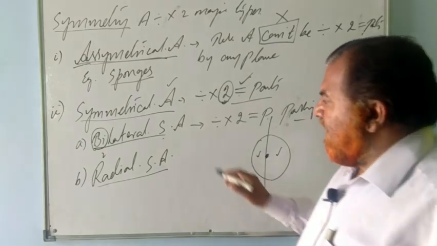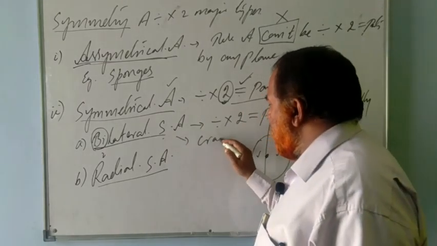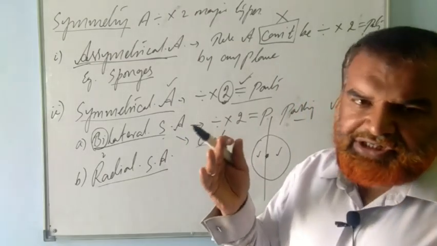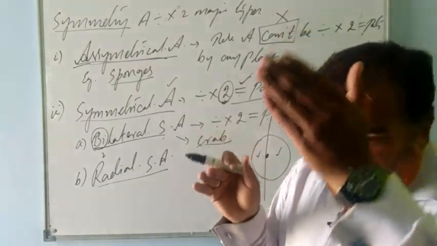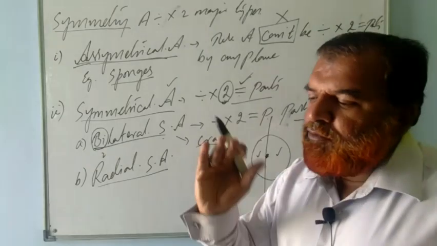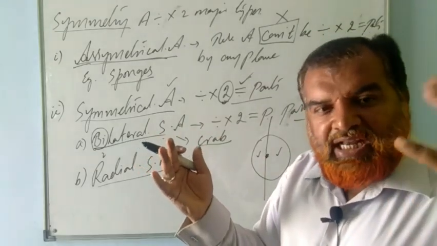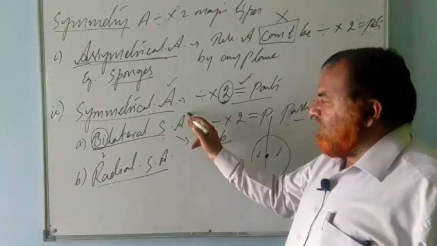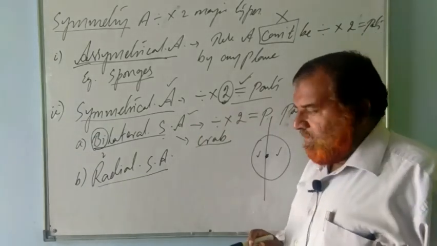Bilateral animals, like for example, crab. Right? Crab. Very similar, this side also, the side also. But if you divide it vertically into two parts, one part of this animal looks alike the other part. So such animals are known as bilateral animals.